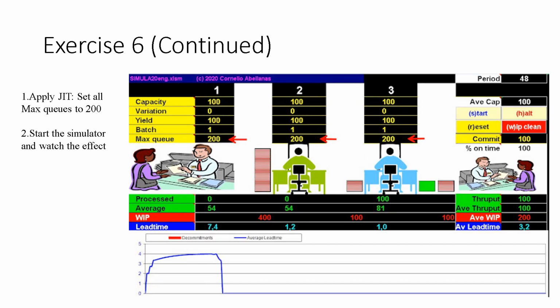Now that the line is full with excess inventory, we will apply just in time by limiting the WIP queues to a minimum. In this case, 200, which means that everybody stops until they have space available in their output buffer. In this way, since we are delivering to the customer, WIP will be depleted in the line starting from the back all the way to the front. So we set all max queues values to 200 and press start.